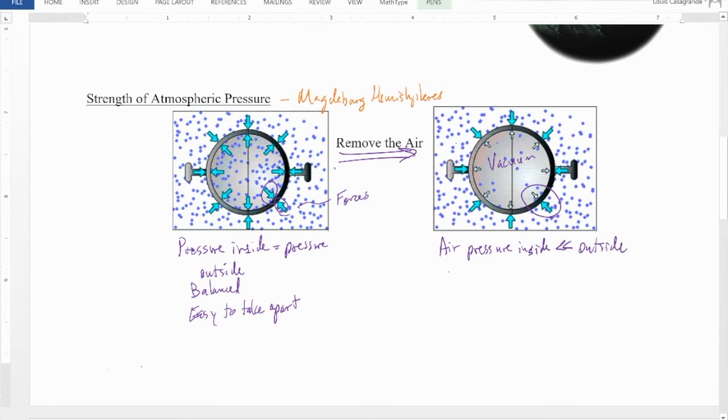And it's not balanced, and this becomes very hard to separate. And as the video shows, the two gentlemen trying to separate these had a very hard time. They couldn't take them apart.